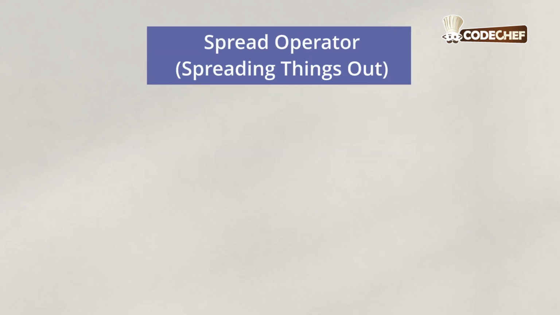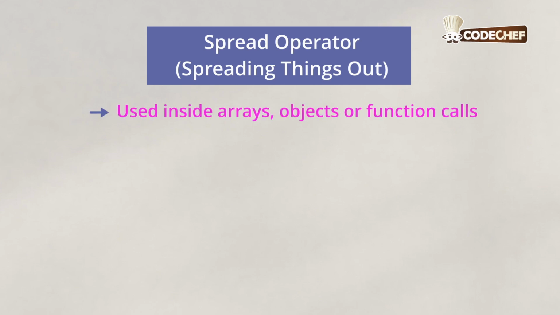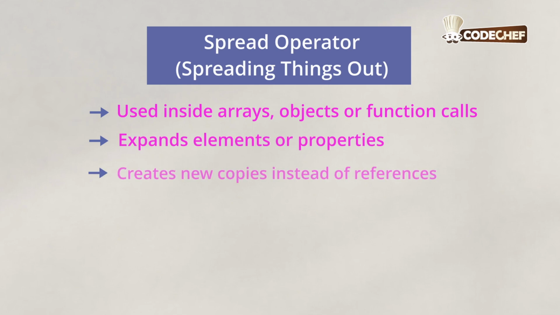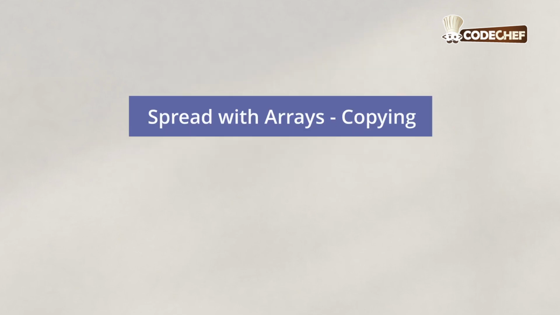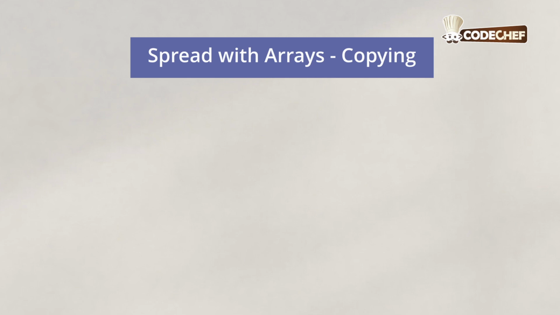So first let's look at the spread operator. The spread operator is used when we want to expand values. We usually use it inside arrays, objects, or while calling a function. Spread helps us create new copies instead of modifying existing data. So let us look at how we can use the spread operator with arrays.